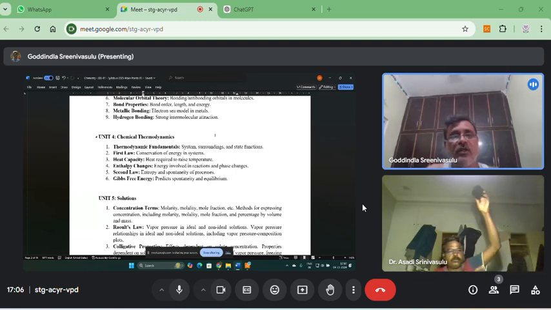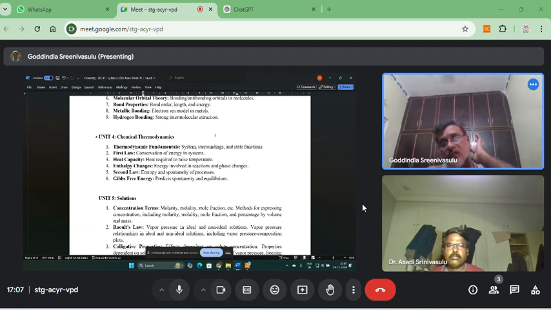So the first law deals with the conservation of energy in the systems, and conservation of energy means energy cannot be destroyed or created, but it may change from one form to the other. Similarly, the heat capacity is the heat required to raise the temperature by 1 degree. Enthalpy changes are the energy involved in reactions and phase changes. The second law deals with entropy and spontaneity of the process. The Gibbs free energy deals with spontaneity and equilibrium.